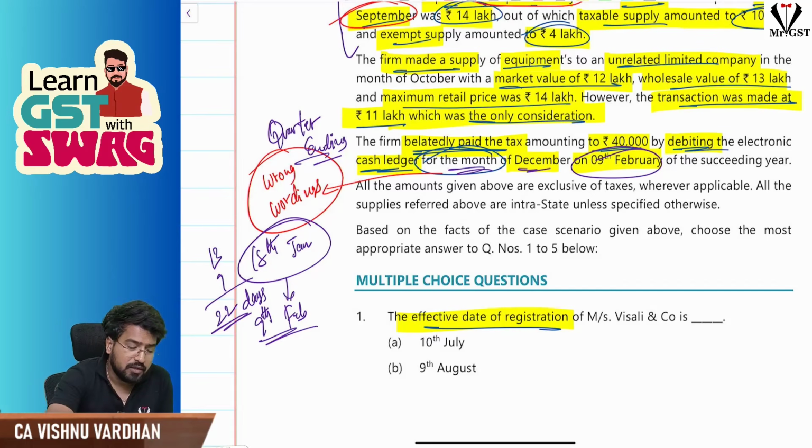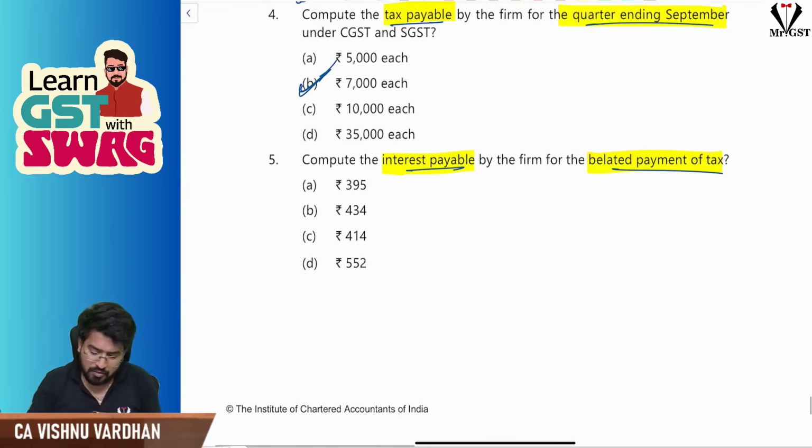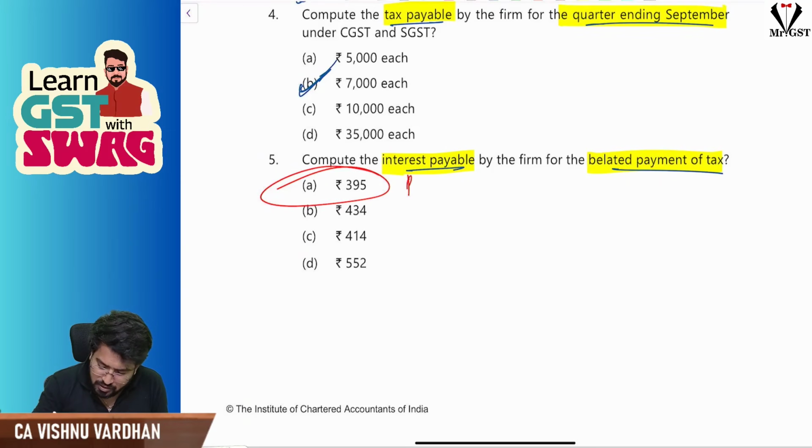For example, let us take 40,000 into 18% into 20 divided by 365. So you should get 395 to be more precise. So they got some 434 something like that as the answer. But I feel this should be the right answer if you take the question accordingly. But they gave some 434 etc.